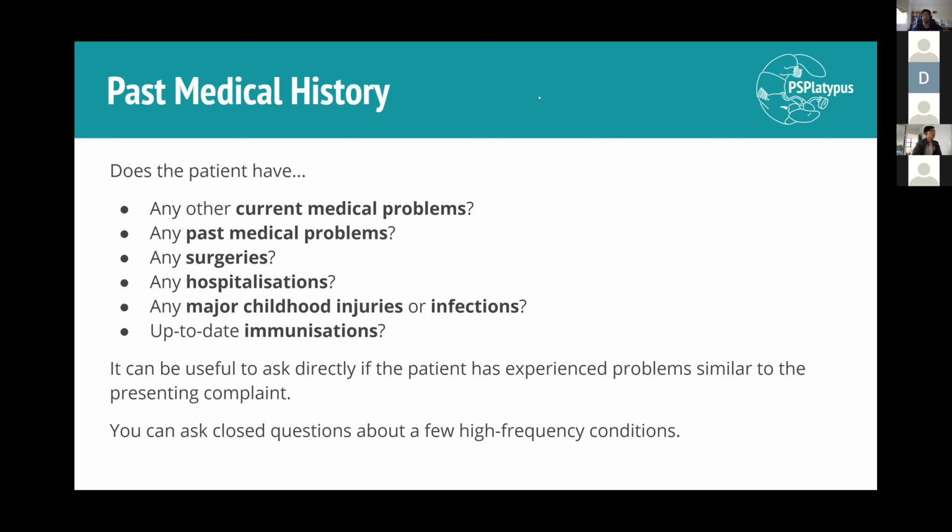Okie dokie. So a medical history of a few things here. We want to know any current medical problems, because these can be quite relevant. Any past medical problems as well, because if they had something in the past, that might have flared up again. Any surgeries and any hospitalizations. So if they've ever had a medical procedure, or if they've ever had an inpatient stay, so they're actually admitted to hospital as opposed to just going to hospital. Any major childhood stuff, because that can again be relevant.